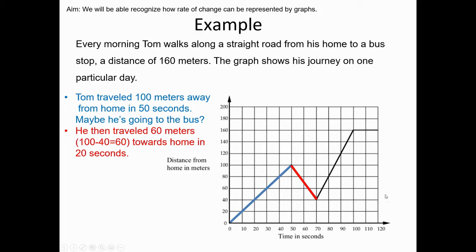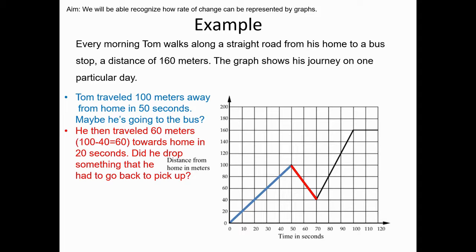And he's going towards his home now. But aren't you supposed to be going away from home, Tom? Aren't you supposed to be going to the bus? There could be a lot of reasons why he went back a little bit. I think the best way to interpret it, in my opinion, is that maybe he dropped something on the way to the bus stop and he had to go back and get it.